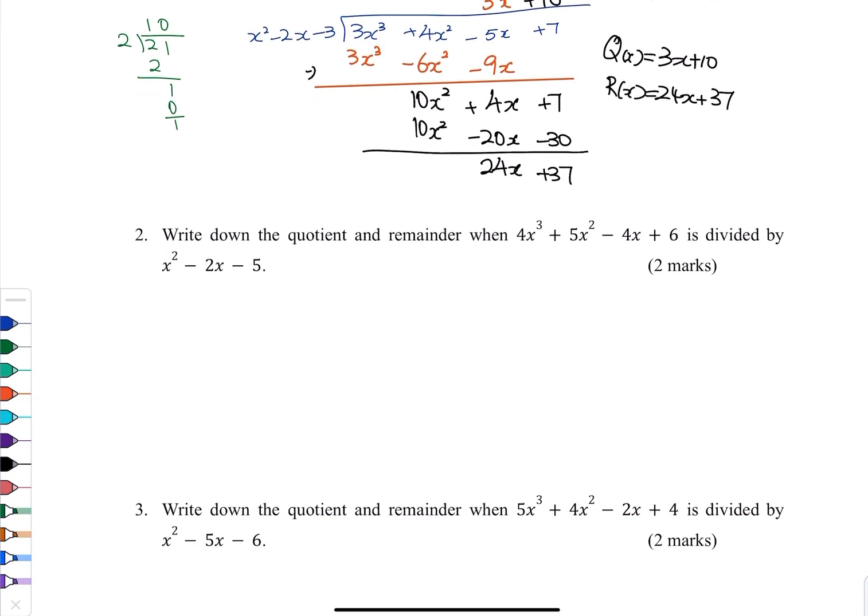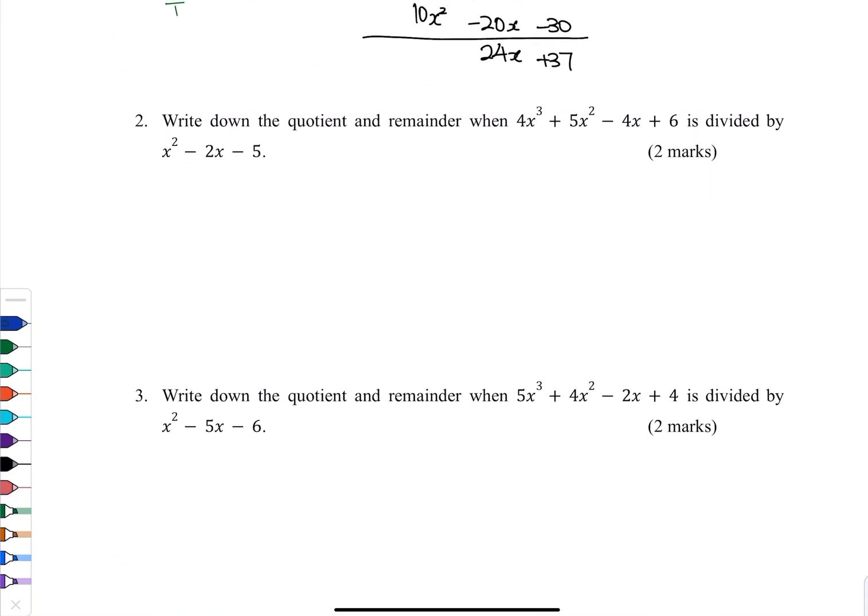So let's do the next one. Also long division. These are all just long division practices. So just in case you forget something, and these are not required with a calculator, so why not do it, right? You have x squared minus 2x minus 5.